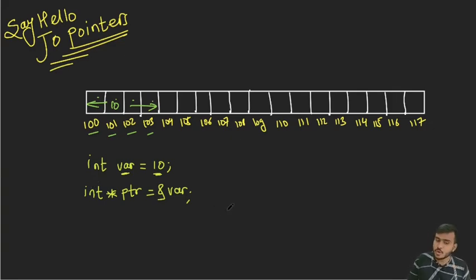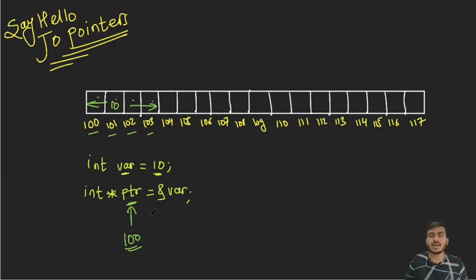Now what will be stored in the pointer ptr variable? It will hold the value 100, because 100 is the base address of the var variable. Now let's assume that this ptr is also taking 4 bytes of memory. This pointer is also taking 4 bytes of memory.